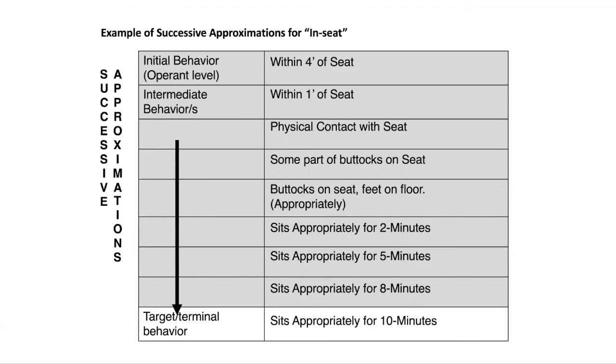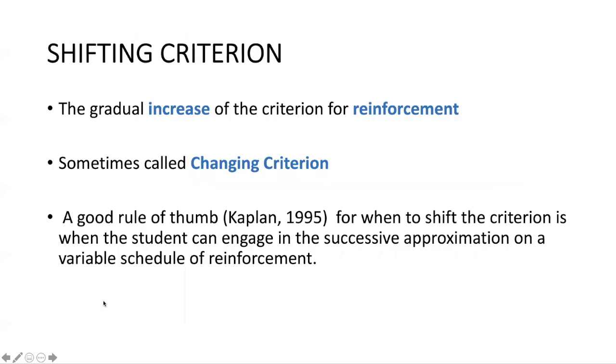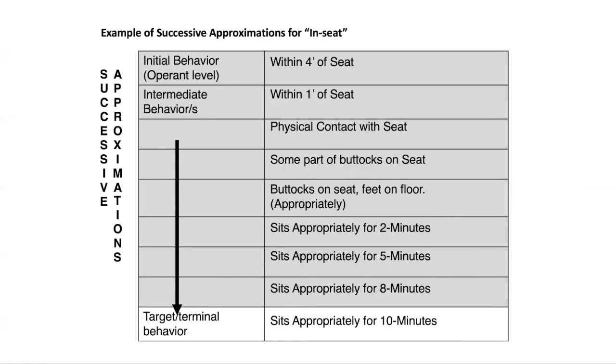Then up to 5 minutes, up to 8 minutes, and up to 10 minutes. So you can see our terminal goal was for an individual to sit, quote, appropriately in a seat for up to 10 minutes. And we shaped that through successive approximations from being within 4 foot of the seat to actually sitting in the seat for 10 minutes. And again, that takes time. And I mentioned the shifting criterion is the gradual increase of the criterion for reinforcement. So as you saw here in this successive approximations, reinforcement is delivered contingent on these shifting criterions. And again, it takes time at each level to get those solid.